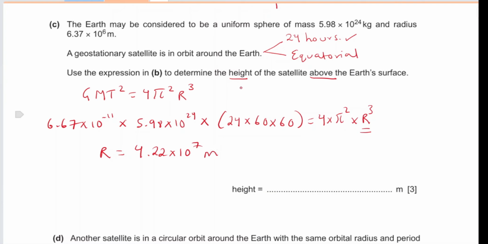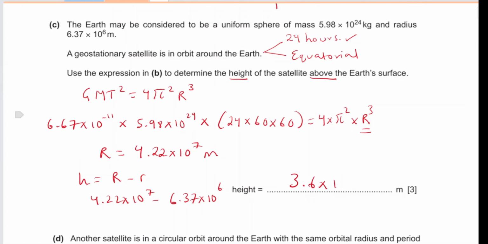But again, we want to find the height. So what we will do is that height will be equal to the capital R minus the small r. So this answer, 4.22 times 10 power 7, we will subtract it with the radius of the Earth, which was 6.37 times 10 power 6. And we will get the final answer as 3.6 times 10 power 7.